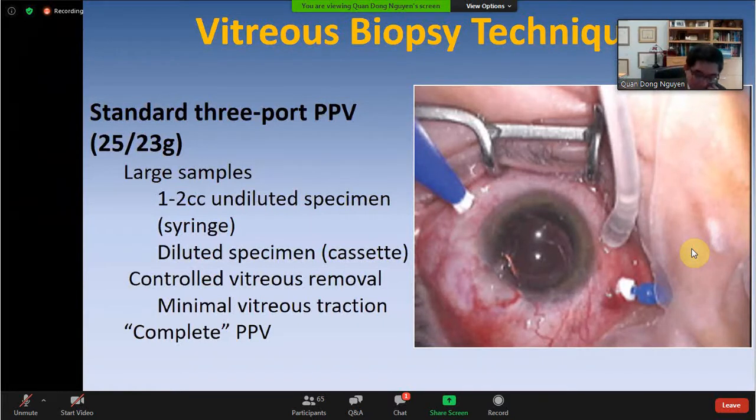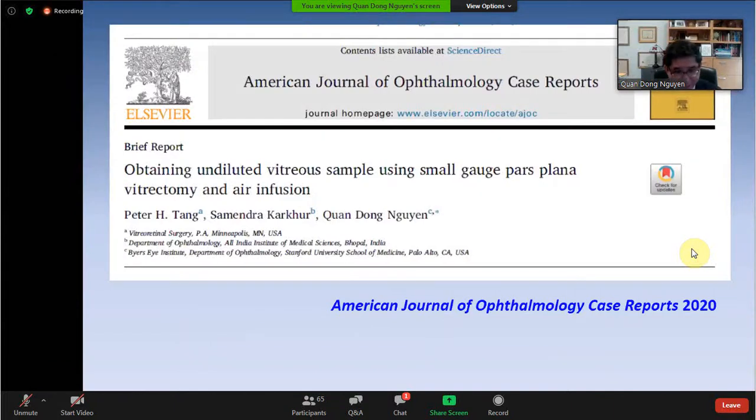And now, I want to share this because this one just came out, and it's helpful because what we have learned throughout the years is that it's very difficult to get a lot of the specimen out.